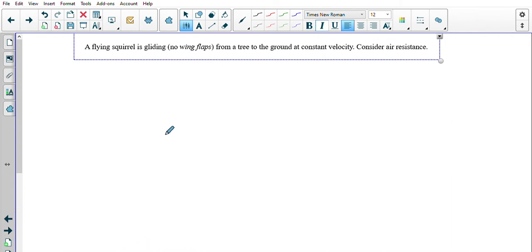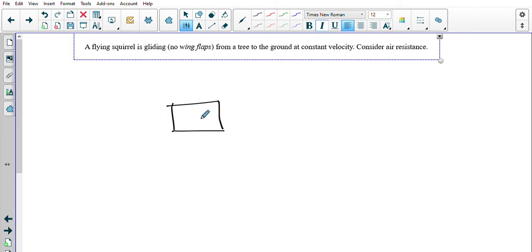A flying squirrel, no wing flap, is gliding from a tree to the ground at a constant velocity. Consider air resistance. Well, we're going to make this really simple. First of all, I should have taken a look at a flying squirrel. Well, okay, let's just draw a flying squirrel. I'm sure you've probably seen them on TV. So here's our flying squirrel, and it's gliding from tree to the ground.